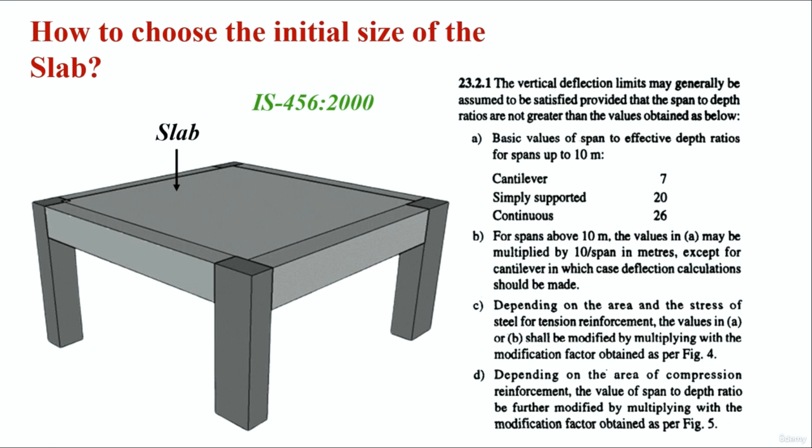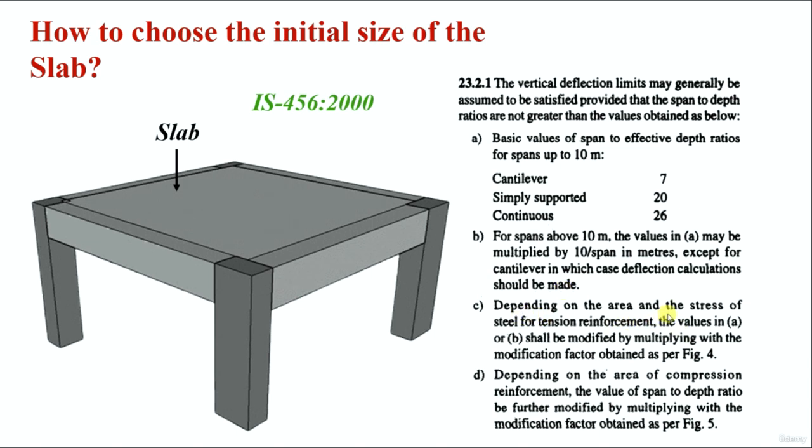First, let's see how to choose the initial size of the slab. In IS 456-2000 clause 23.2.1, the span to depth ratio is given. Basic values of span to effective depth ratios for spans up to 10 meters: for cantilever it is 7, for simply supported it is 20, for continuous it is 26. So this value we have to consider to choose the initial size of the slab. The next condition is for spans above 10 meters: the values in A may be multiplied by 10 by span in meters, except in cantilever, in which case deflection calculations should be made. So this is one condition.